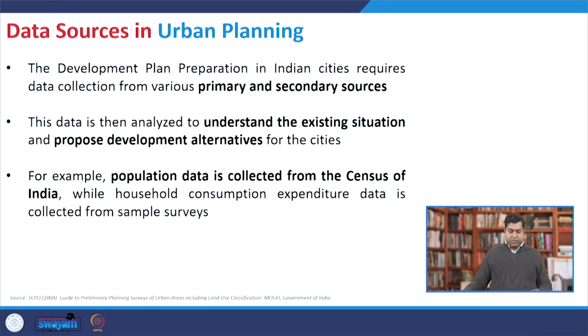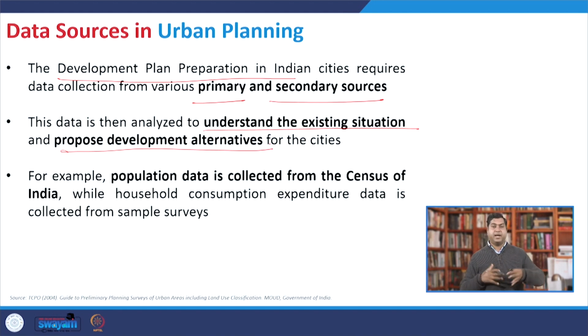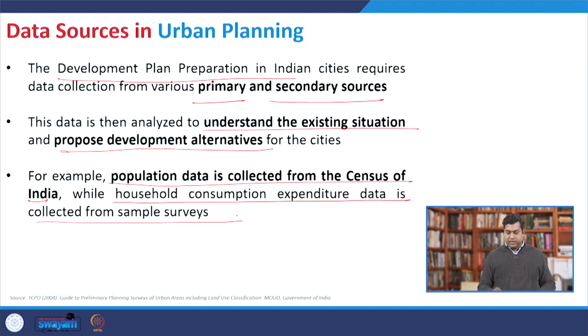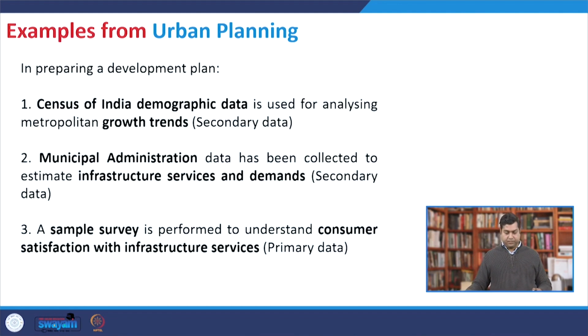Now, data sources in urban planning. Development plan preparation in Indian cities requires data collection from both primary and secondary sources. The collected data is then analyzed to understand the existing situation, propose development alternatives, and identify gaps. For example, population data is collected from the Census of India, while household consumption and expenditure data are calculated from the primary survey, to know what their expenditure is and what infrastructure they have. To assess the infrastructure you need that information as well.